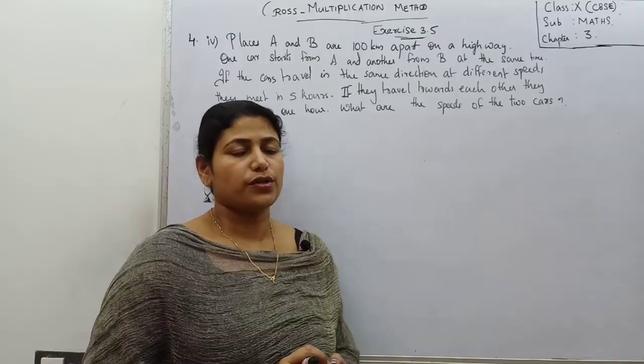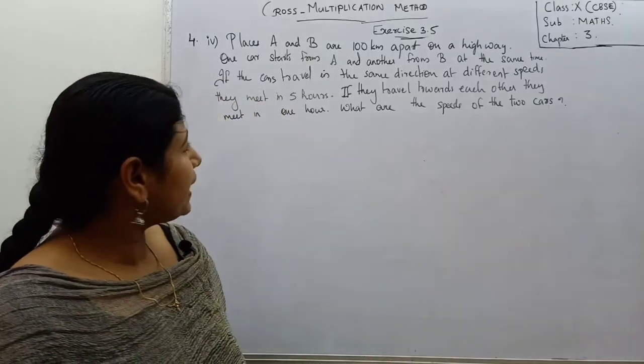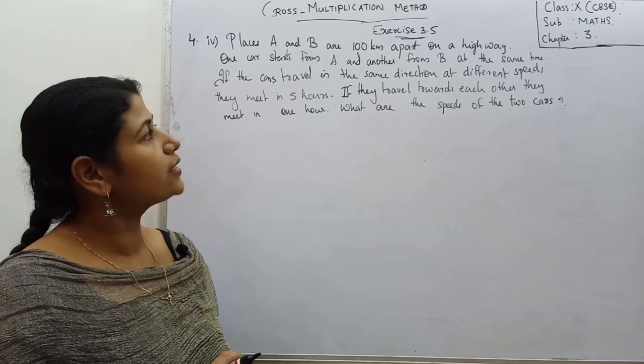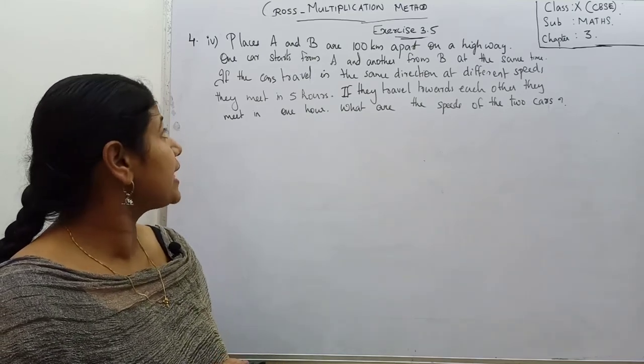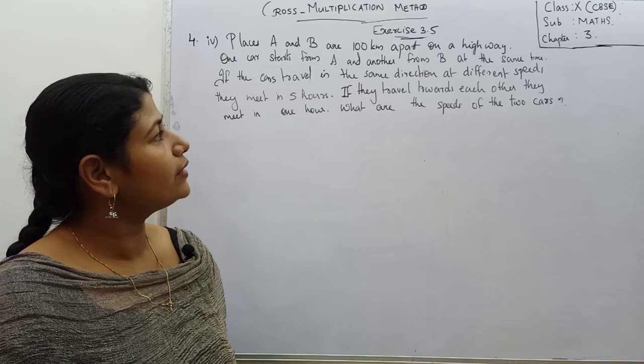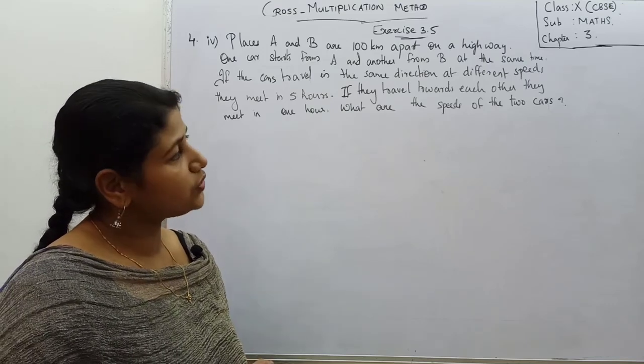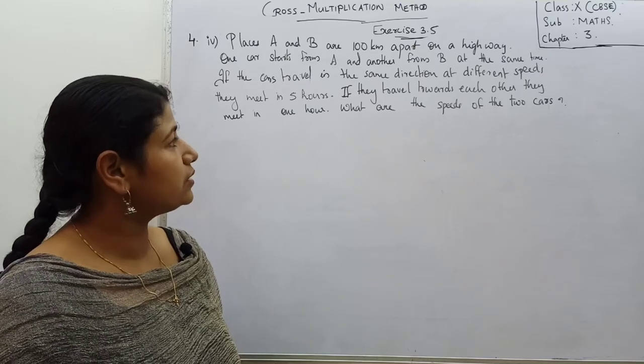Okay, so fourth question. Places A and B are 100 km apart on a highway. One car starts from A and another from B at the same time. If the cars travel in the same direction at different speeds, they meet in 5 hours. If they travel towards each other, they will meet in 1 hour.